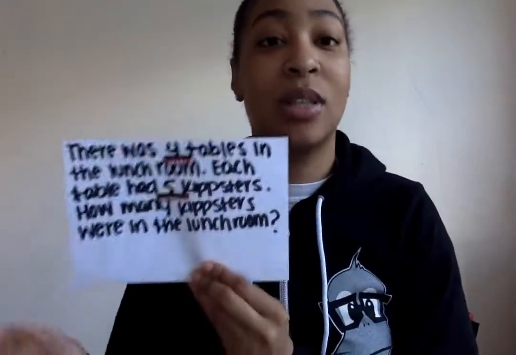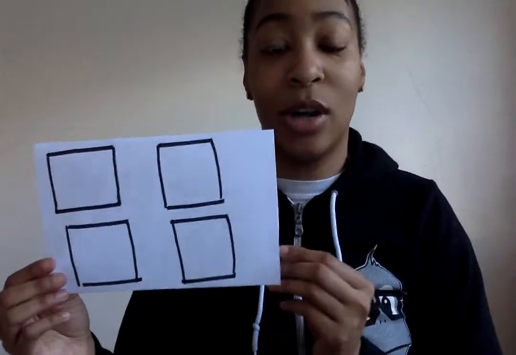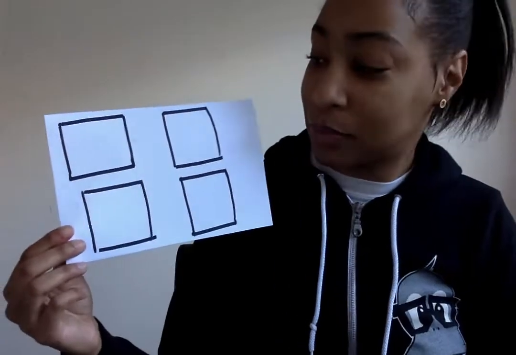So since we know that we have 4 tables in the lunchroom, what's the first thing we should draw? 4 tables. You guys are so smart. So I have already started drawing my picture and I've drawn 4 tables. 1, 2, 3, 4. So I'm going to give you a second to draw your 4 tables.